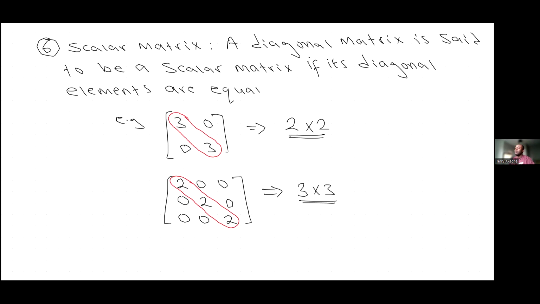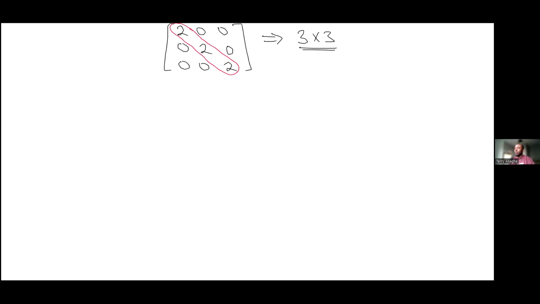So number 7, all right? The next one is what we call the zero or null matrix. A zero or null matrix is very easy. Basically, these are matrices where all the elements are 0. So number 7 is a 0 or null matrix.